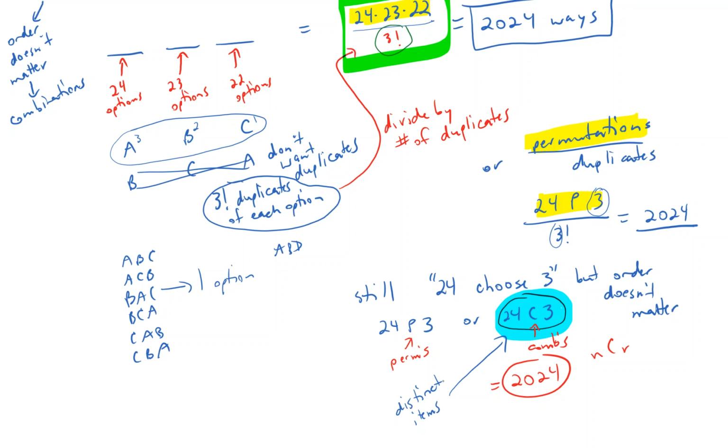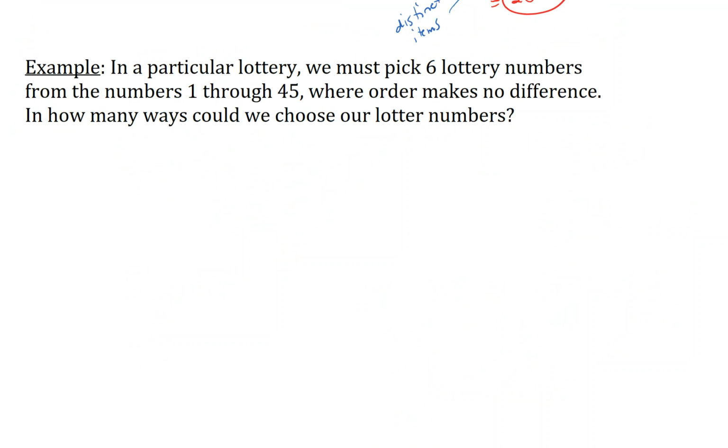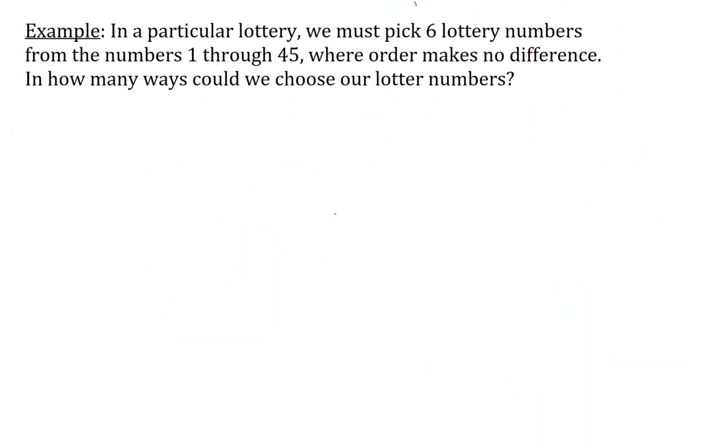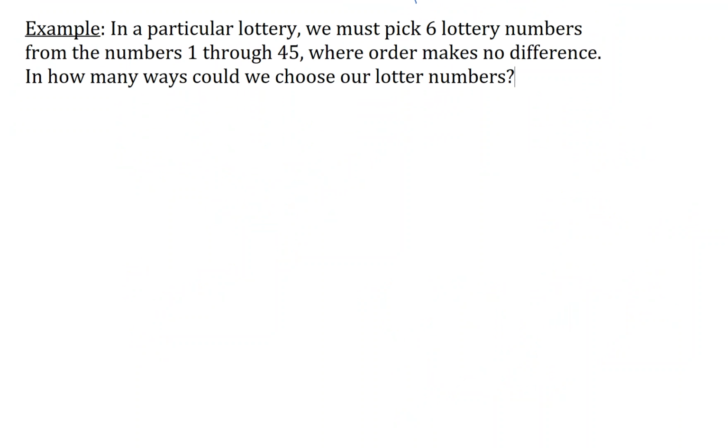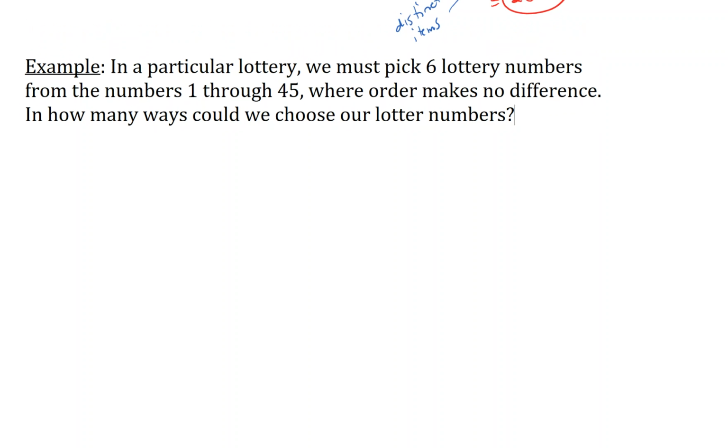Let's look at one more example. In this example, we're talking about a lottery. We have to pick 6 lottery numbers from the numbers 1 through 45. The order that we choose them does not matter. We're just looking for a collection of 6 numbers.